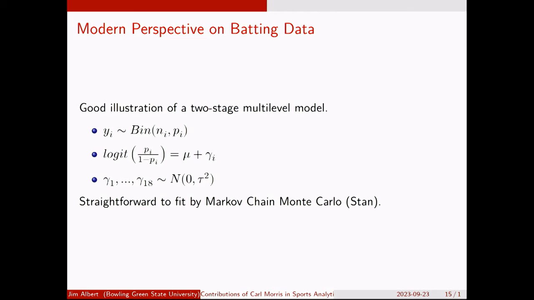You put a distribution on the gamma i's, and then you put weakly informative priors on mu and tau. And you just use Markov chain Monte Carlo, which is a popular way of fitting it now. But essentially, you get the same results. The posterior means of the p i's are similar to what you get through the James-Stein estimator.